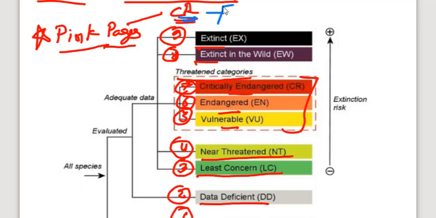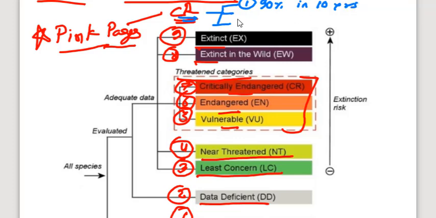For critically endangered, there are three different criteria. How can you put a species in the critically endangered? First is about reduction of the population by 90% in the last 10 years. Reduction of the population by 90% means only 10% are left in the last 10 years. Okay, this is the first criteria.